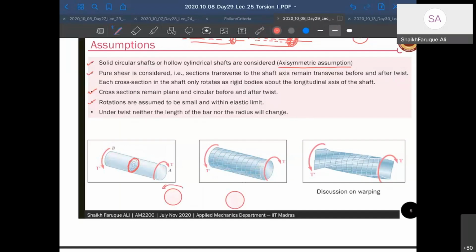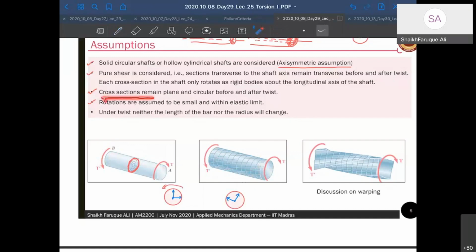But if you put two lines here, you will see the lines have moved. Okay, that's what you are going to see. But if you don't put lines, you will not see any difference, because the circular cross section remains circular before and after twist. So that's one of our assumptions here.